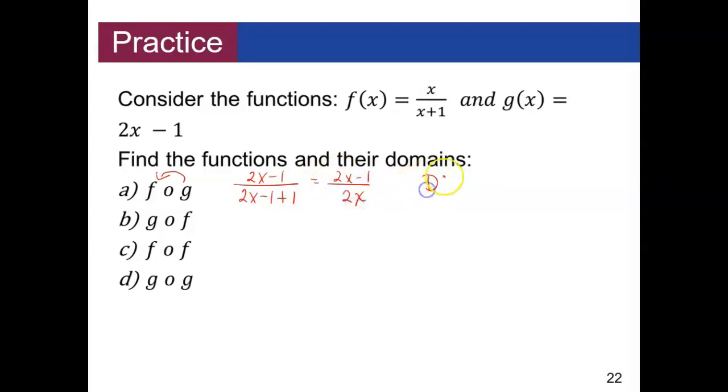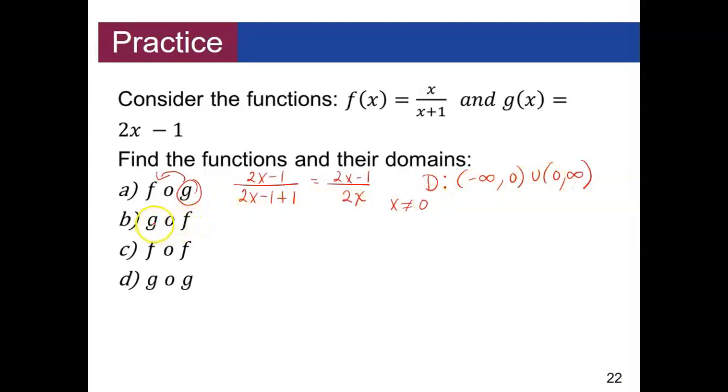As far as the domain, I have to consider what my original domain was. So I have to look at this g. So g had no domain restriction, so I'm good with that. And then I have to look at this and see, did I pick up anything additional? I have to exclude x, 0, because I've got this x in the denominator. So my domain is going to be x is not 0. So negative infinity to 0 and 0 to infinity.